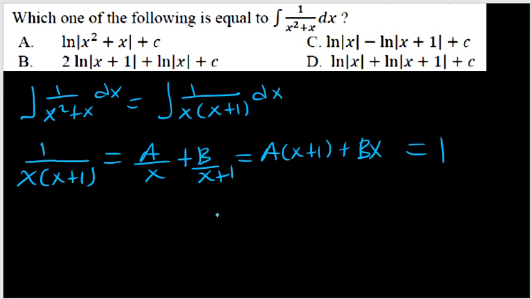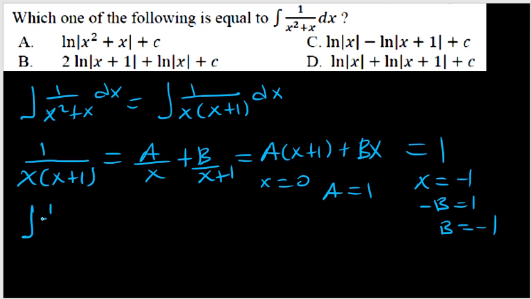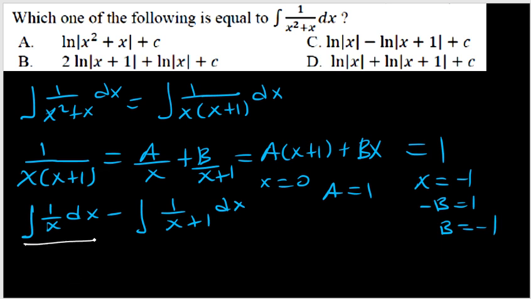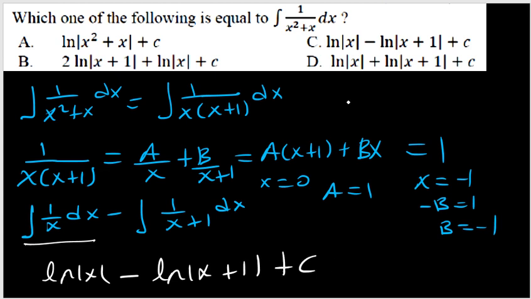I can take only the numerator part, and when x is equal to 0, we know A is equal to 1, and when x is equal to -1, negative B is equal to 1, meaning B equals -1. Therefore, knowing A and B, the integral will be, since A is 1, the integral of 1 over x dx minus the integral of 1 over x plus 1. This integral will be ln x minus ln of x plus 1 plus c. So the answer will be just c.